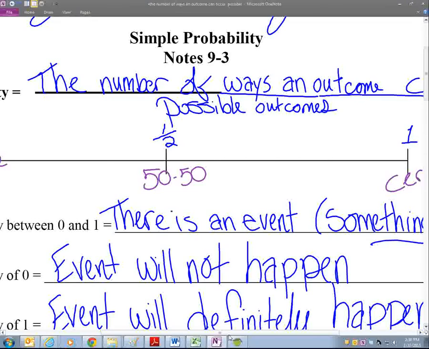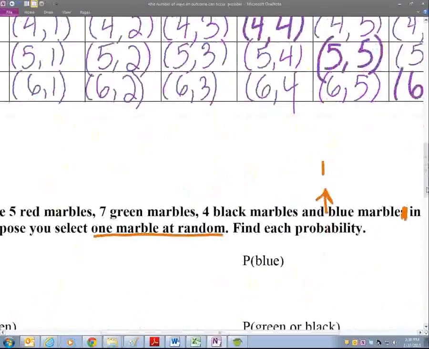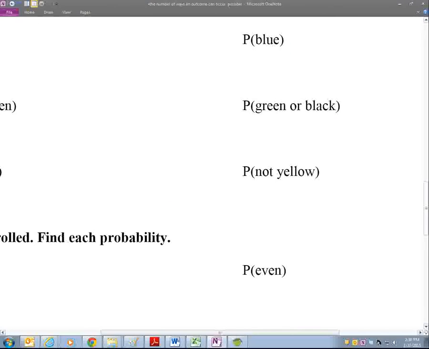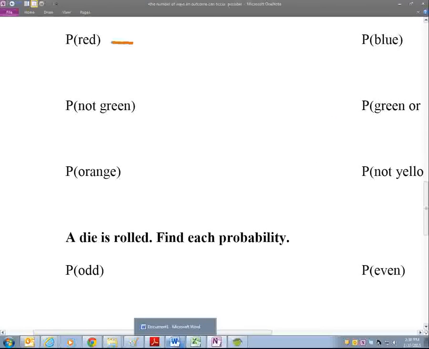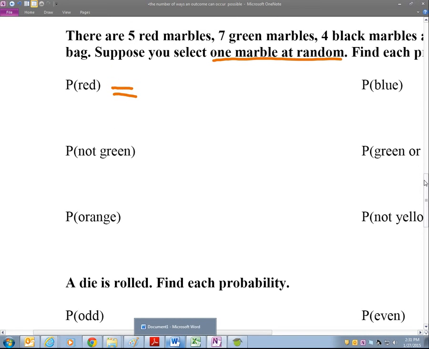Yes, it is the possible outcome. So it's in the denominator. It's going to be in the denominator here. So we have, how many are there in it? How many? 17. Yes, there are 17 total marbles. So I'm going to put that in the denominator.